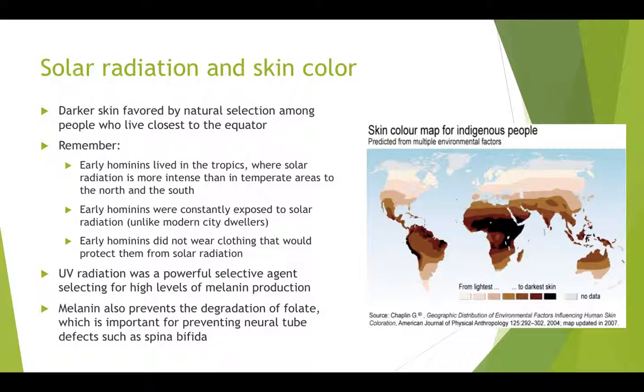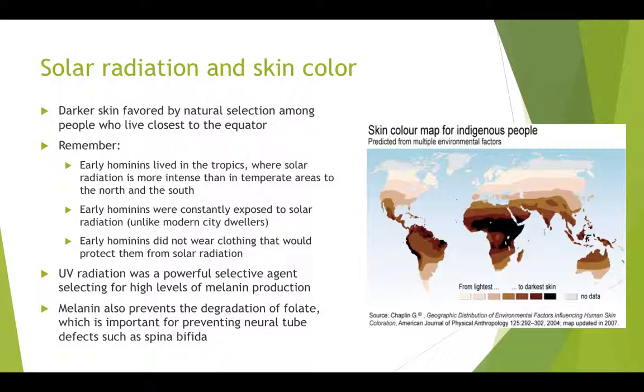So, I mean, we spend our days inside. When we are outside, we are either wearing clothing or we put on sunscreen. Both of these reduce the selective pressure that UV radiation exerts upon our melanin and our melanocytes. Melanin is also important in preventing the degradation of folate.